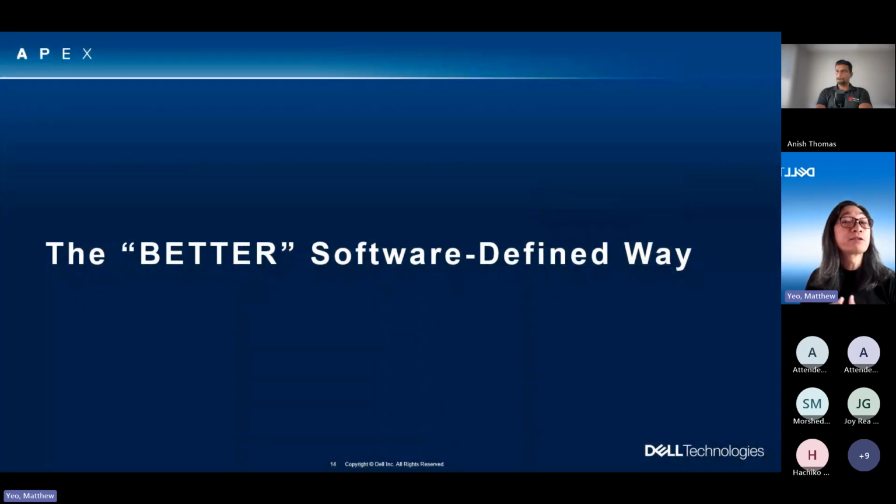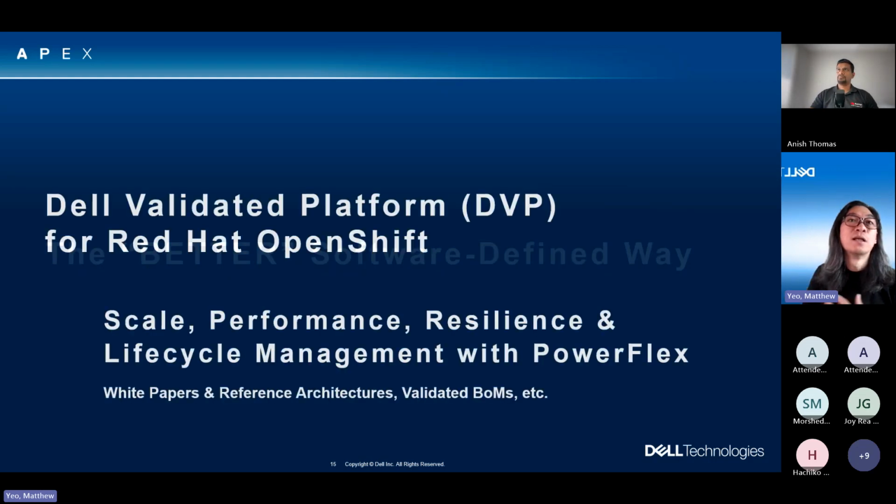We then have the better software-defined way. In this case, this is x86 servers being converted into storage itself. So this replaces things like your SAN storage. Here we have our Dell Validated Platform. If you see the word platform at the back, DVP, the P stands for platform. This really means that it's an HCI storage, hyper-converged infrastructure storage itself. And this is really for scale, performance, and resiliency. And it's the most powerful HCI storage in the world today.